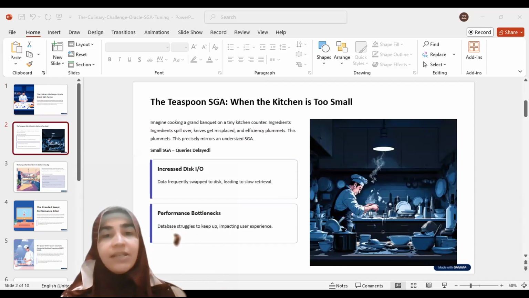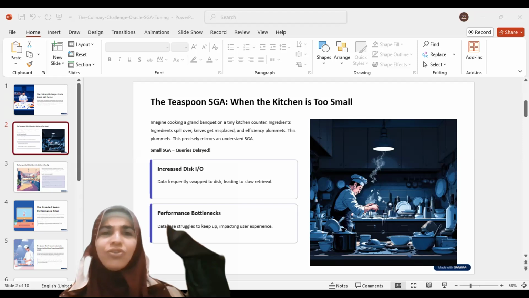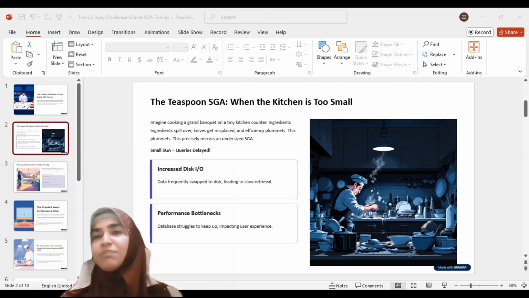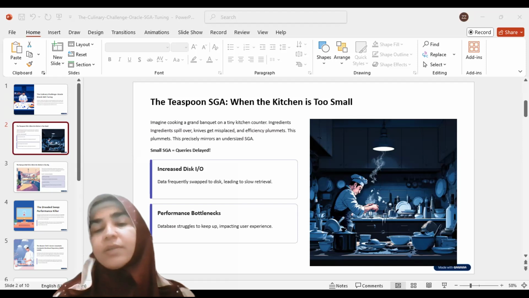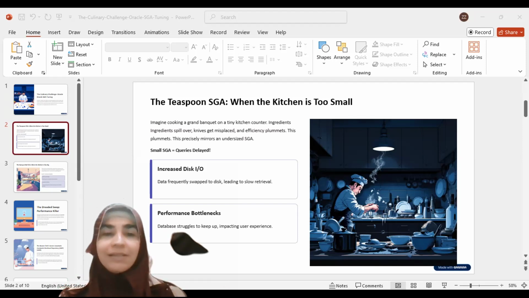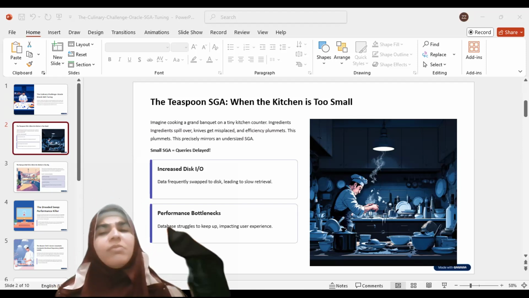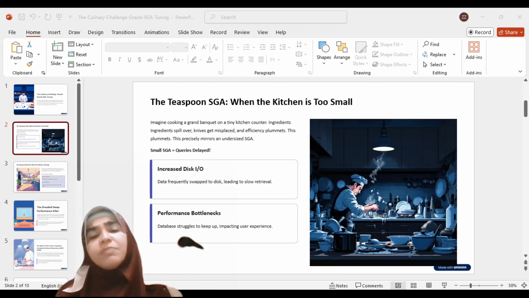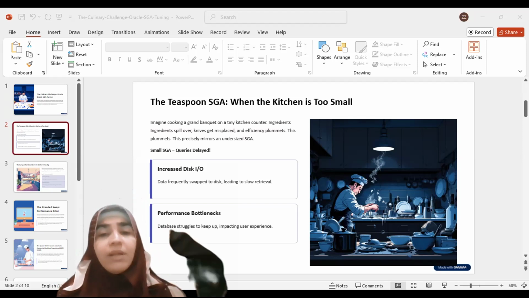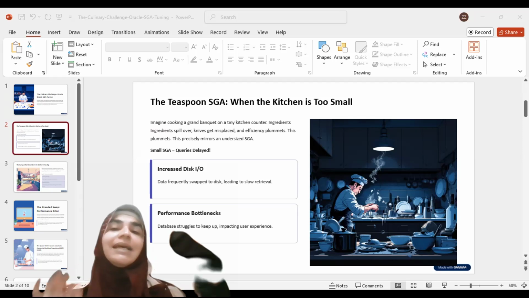Let's start with the first scenario, an undersized SGA. Picture this: you're trying to prepare a grand banquet in a tiny kitchen. Ingredients are spilling everywhere, knives are misplaced, and efficiency just falls apart. Well, that's exactly what happens when your SGA is too small. And here's the problem with that. When the SGA doesn't have enough memory, the database relies heavily on disk IO. Data keeps swapping in and out from the disk, which is painfully slow compared to memory. This creates performance bottlenecks, queries slow down, and user experience suffers. So remember this formula: a small SGA equals delayed queries.